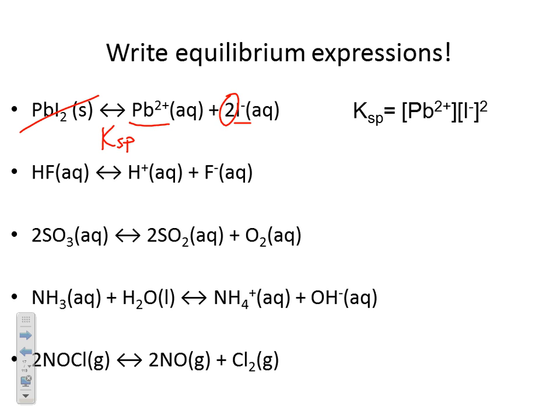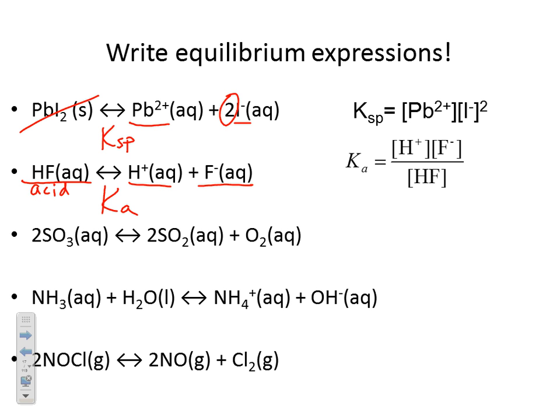Then I have HF goes to H+ plus F-. This is an acid, which I can clearly see, so this is going to be a Ka expression. So products H+ times F- over reactants. I am including this. I'm including all aqueous and gaseous species. So Ka equals H+ times F- over HF, all molarities.